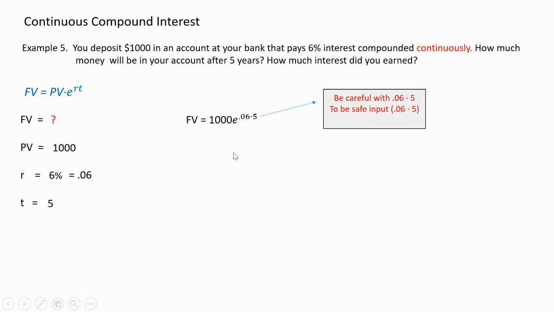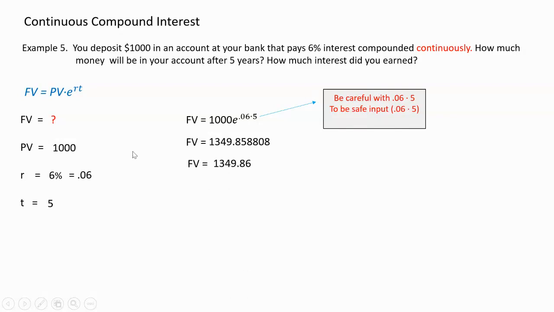Most calculators that you borrow or rent from the lab will give you, when you get the caret for the exponent, a little box to enter the exponent. So you can just put 0.06 times 5, and you get the same, right answer. You see, so we got 1349.85, right?